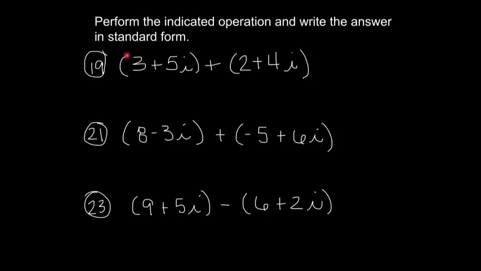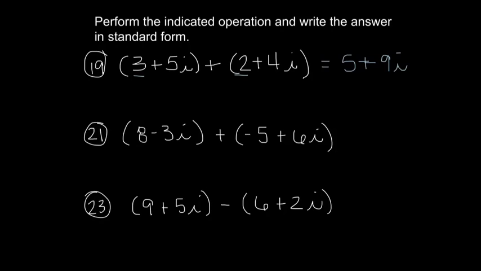So that means we have to combine the real parts, which are 3 and 2, and the imaginary parts, which are 5i and 4i. Doing that, if we take 3 plus 2, that's just 5. And then if we do the same thing with the 5i and the 4i, add those together and we get plus 9i. This is standard form where the real part comes first, followed by the imaginary part.